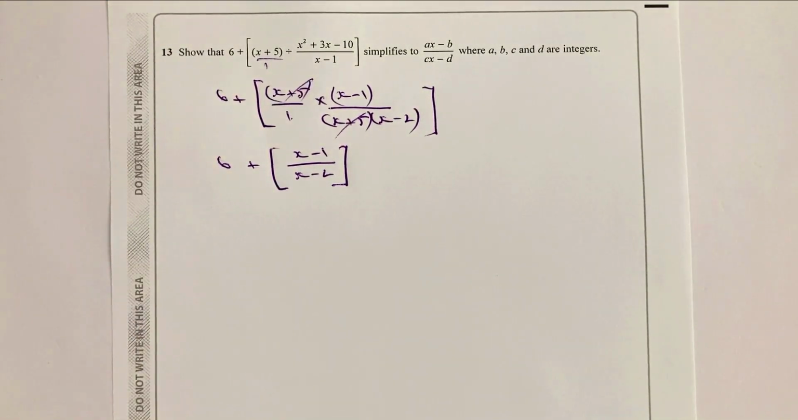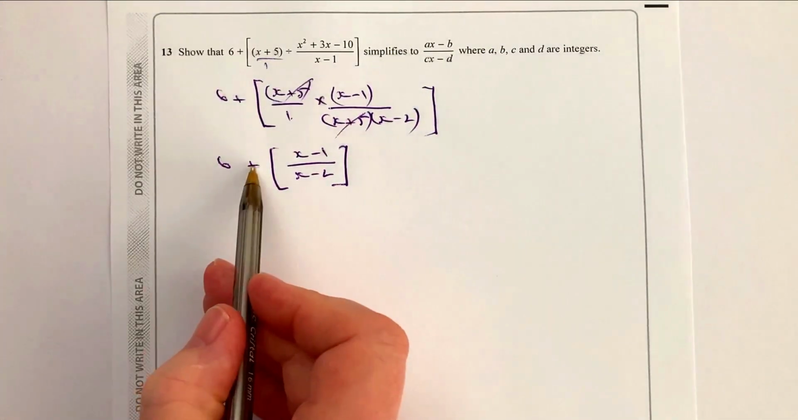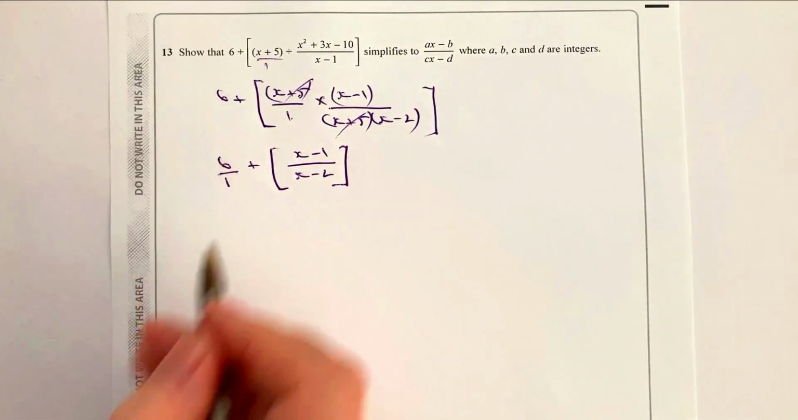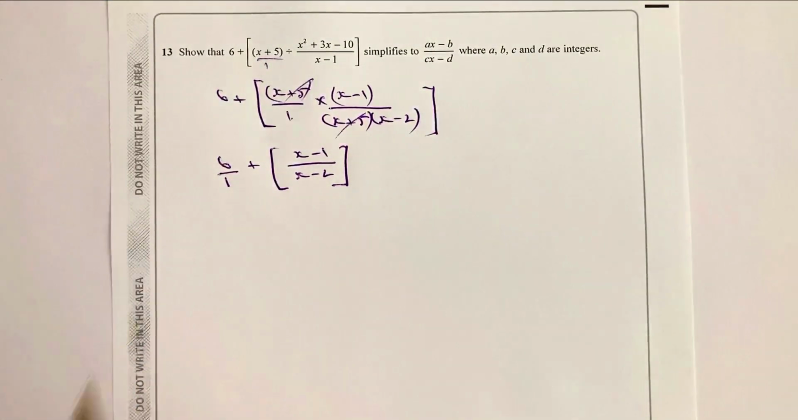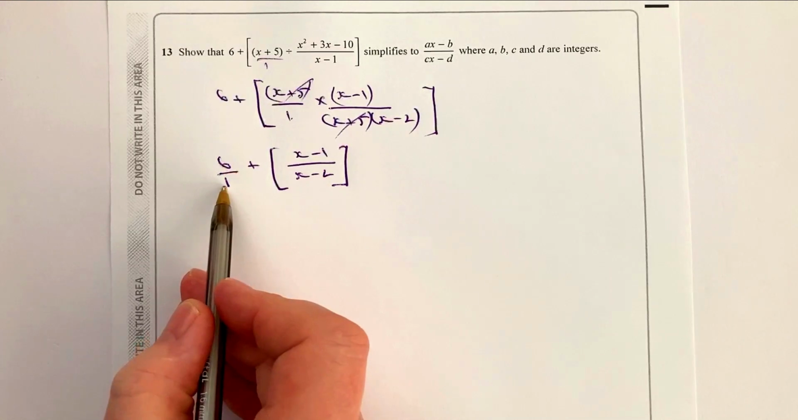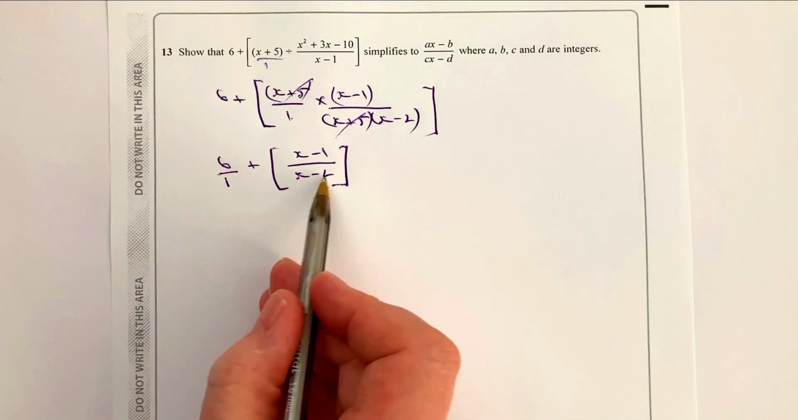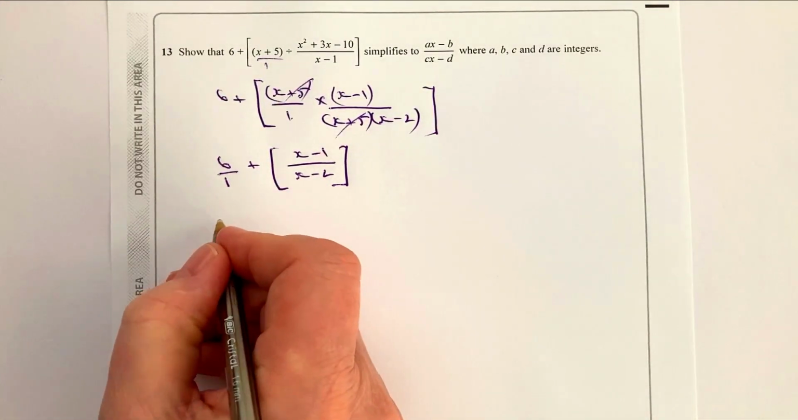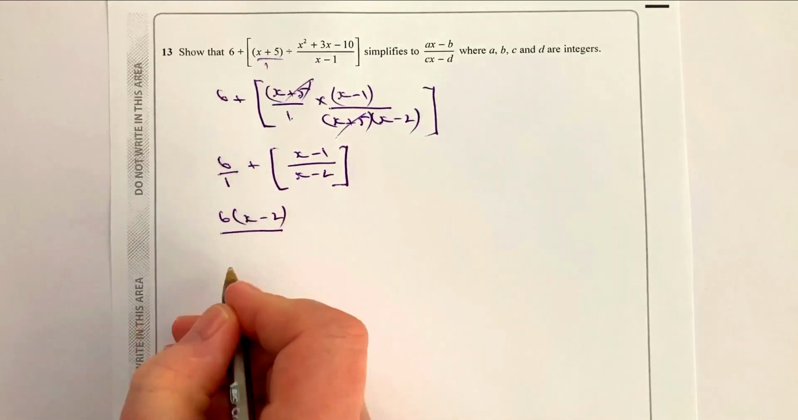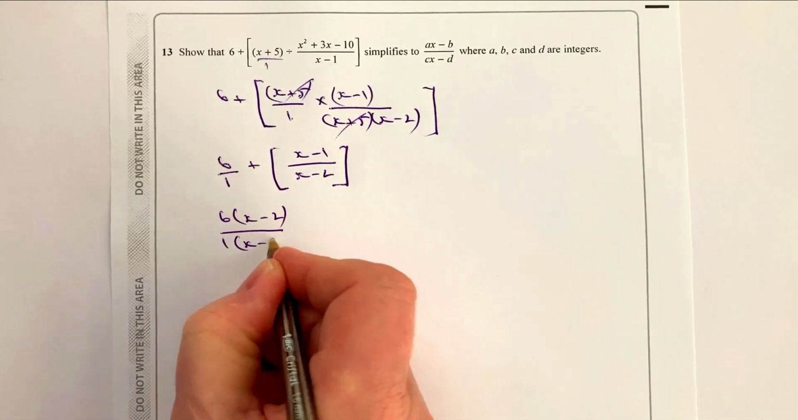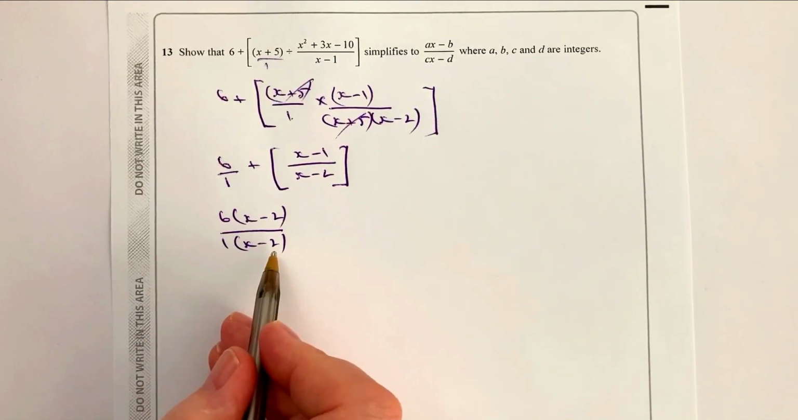Okay, so again, I've actually got two fractions I need to add together because when I'm adding fractions, I need to make sure the denominator is the same. Now, in this particular case, 6 is the same as saying 6 over 1. Well, that's no good to me. I need the same denominator. So what I'm going to do is multiply this fraction by x minus 2. So it will give me then the same denominator for both fractions because 1 times x minus 2 is going to be x minus 2.